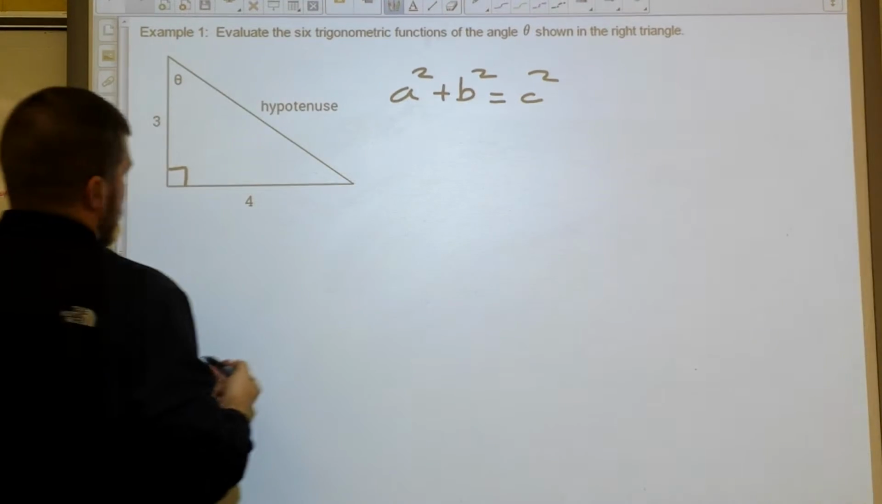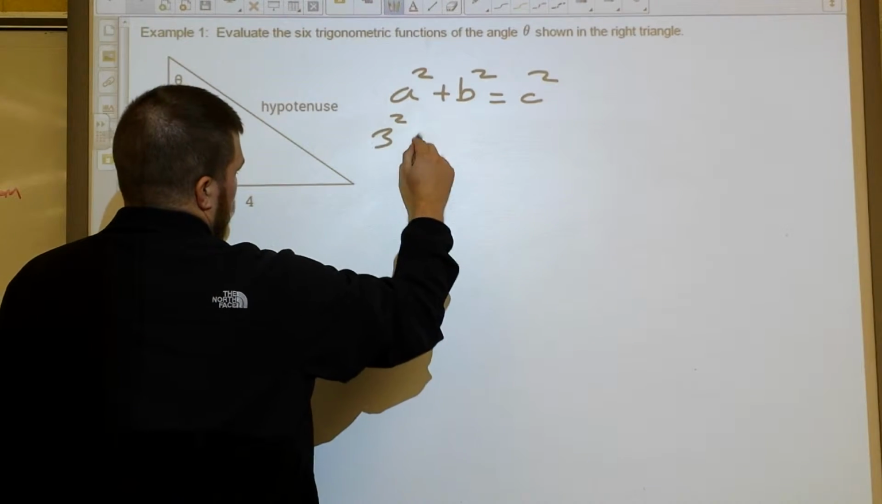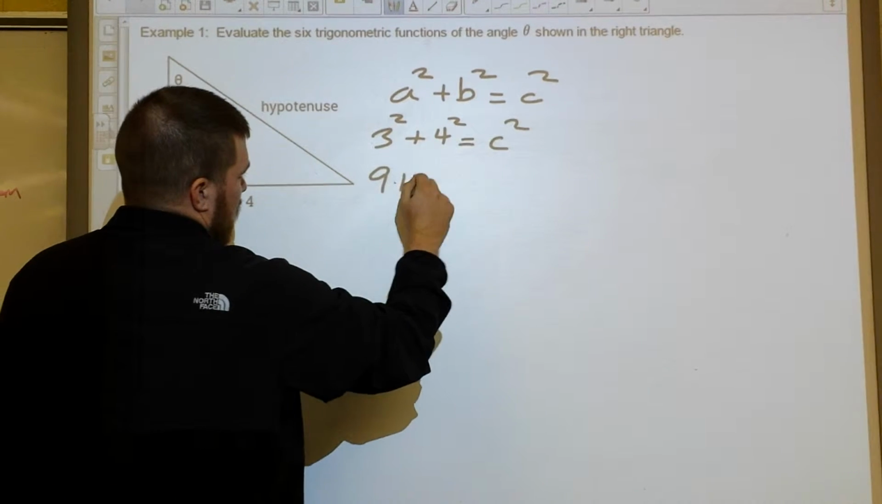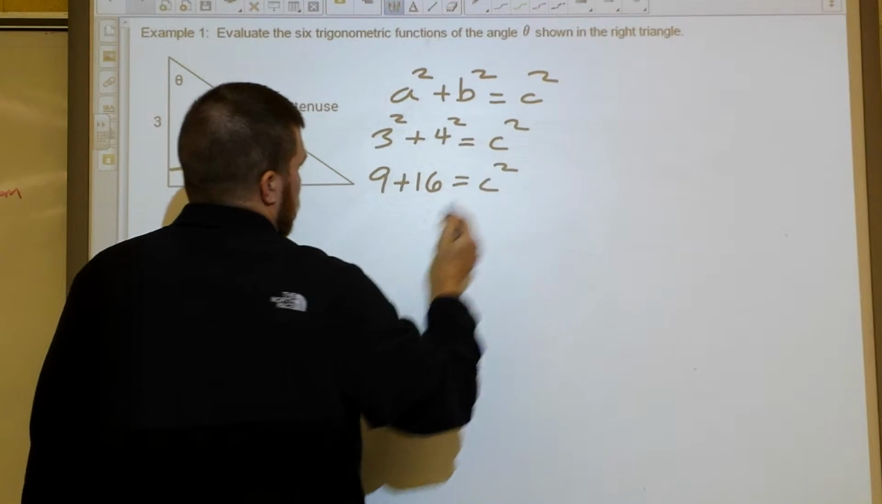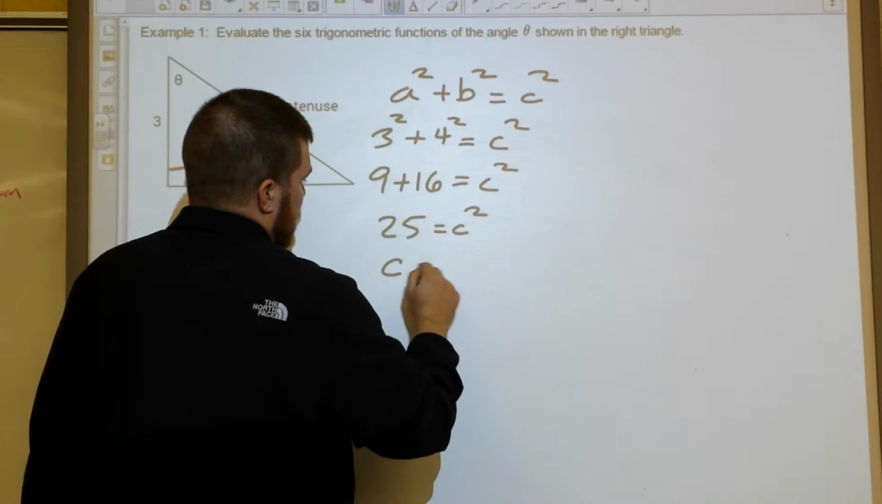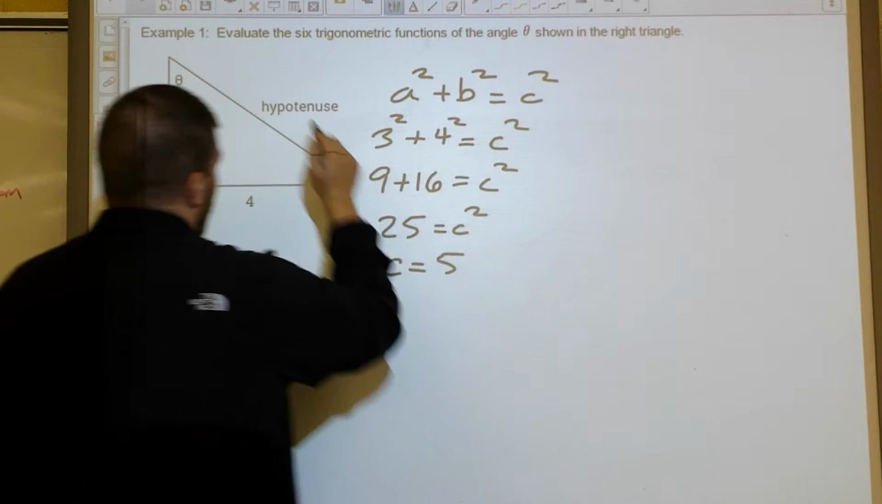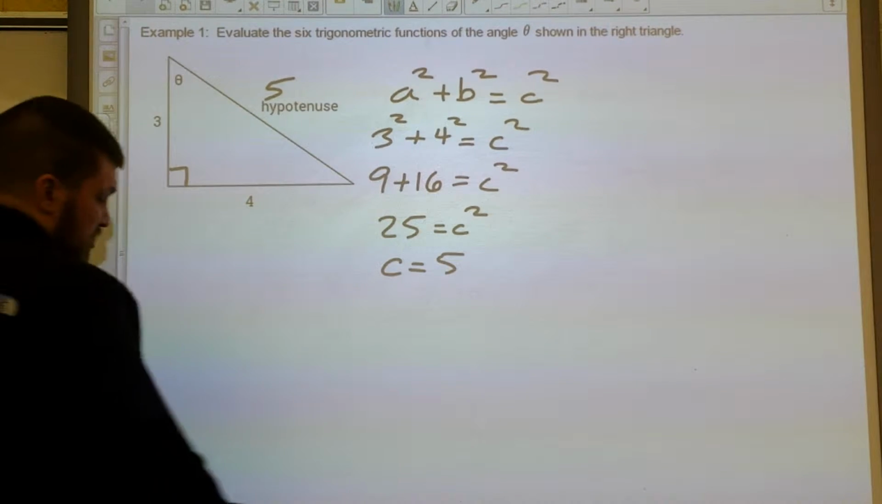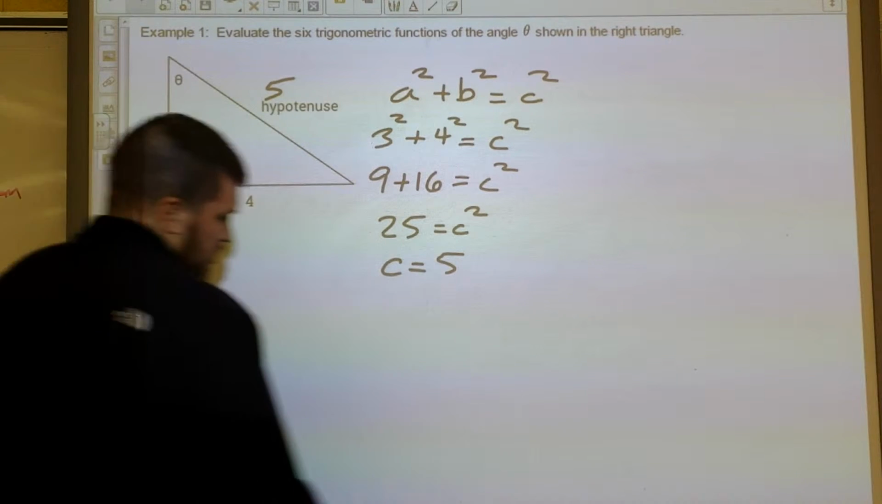I'm going to plug in what I know. So I know 3 squared plus 4 squared equals c squared. So 9 plus 16 is c squared. So 25 is c squared, which means c, my hypotenuse, has to be 5. So I'm going to fill in my picture. Now I'm ready to start doing my 6 trig ratios.